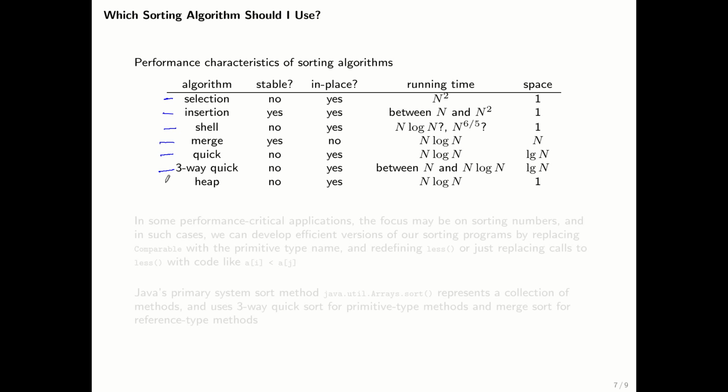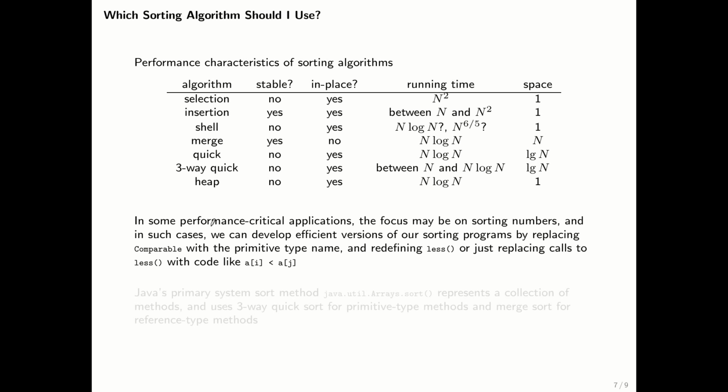And then finally there is heap sort, which is not stable. It is in place, and it is also an optimal sorting algorithm. So the running time is n log n, and the space requirement is 1. Okay, so those are the performance characteristics of all the sorting algorithms that we have discussed so far.